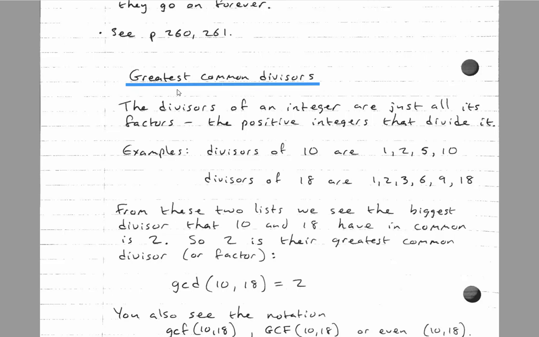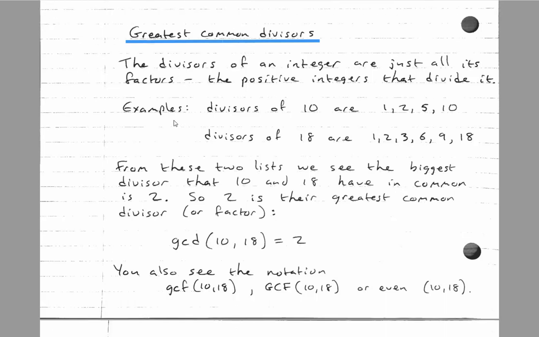Alright, so next we'll look at greatest common divisors. So divisors, that's just another name for factors. We're just interested in positive divisors. So looking at 10, the divisors of 10. So what numbers divide 10? What positive numbers? So just 1, 2, 5, and 10.